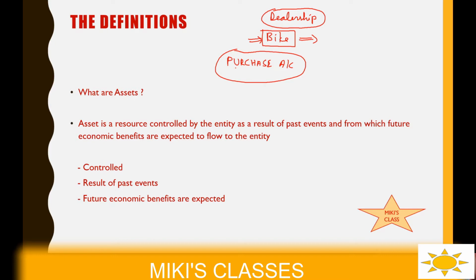So now let's think about it. You have purchased. What have you purchased? You have purchased bikes. Now, after you've bought the bikes, is it under your control? Yes. Is it as a result of past events? Yes, because you made a payment for buying all that, right? So that is the past event. Future economic benefits expected. Now, be very careful about this third point here. Future economic benefits are expected. In this case, by buying the bikes, what has happened? Your inventory of bikes has gone up, right?